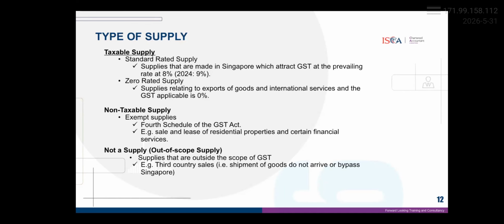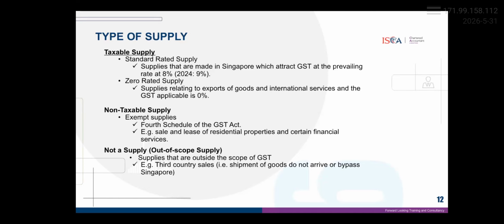There are also, within taxable supply, zero-rated supplies. These are supplies relating to exportation of goods and international services, and the GST applicable is 0%. There are some non-taxable supplies where GST is not applicable, and this includes exempt supply. Exempt supplies are a list of transactions listed in the Fourth Schedule of the GST Act. Examples are sales and lease of residential property and certain financial services.